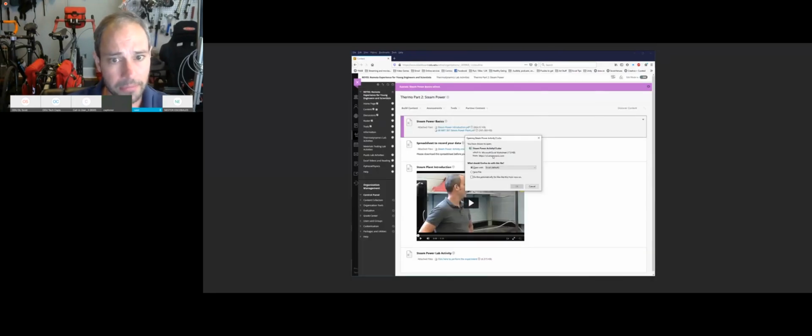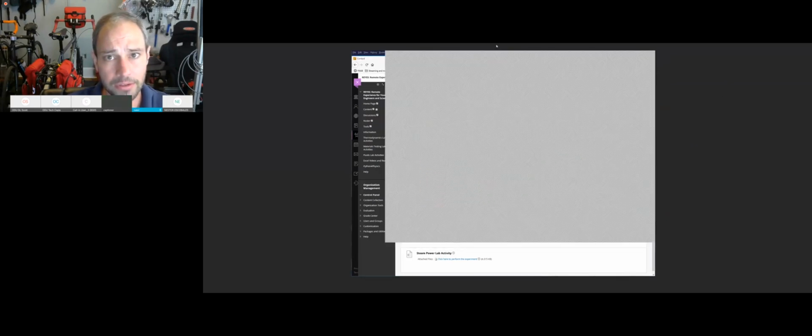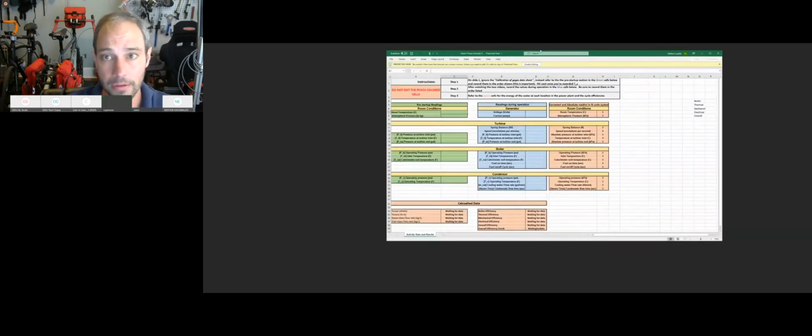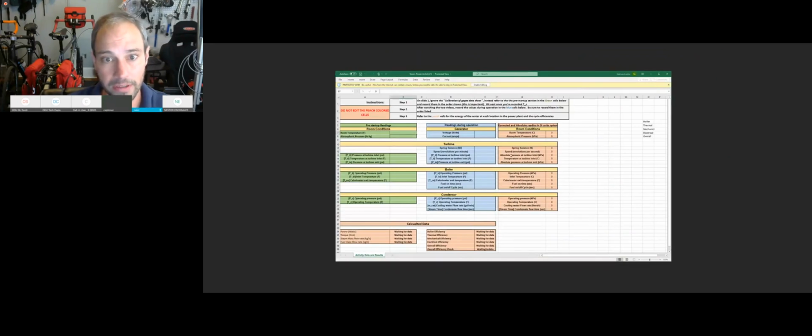Spreadsheet. I'm going to open this up and share this screen. I think I need to stop sharing that, and now I need to share the spreadsheet. So, all right, what is this fancy looking spreadsheet I did? I've got some instructions on the top here.